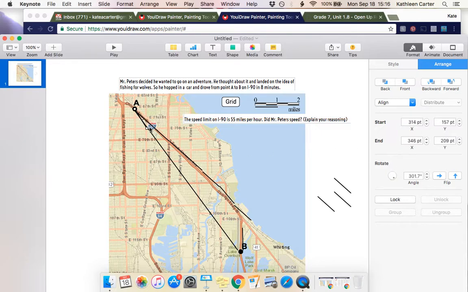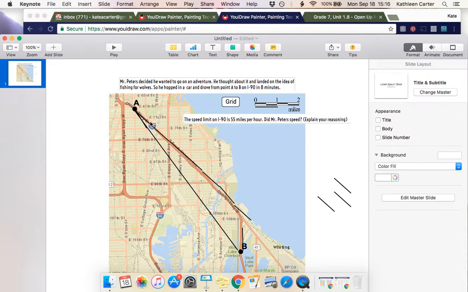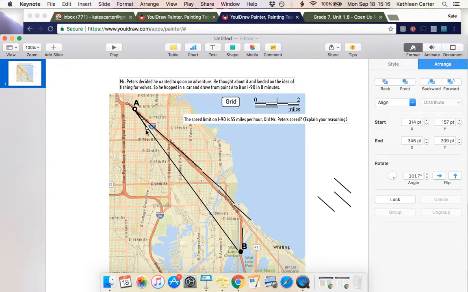use your mile marker and say, okay, 1, 2, 3, 4, 5, 6, 7. It's only about 7.5, because if we did another one, we would end up past it. So he's only going about 7.5 miles, but it takes him 8 minutes as well.